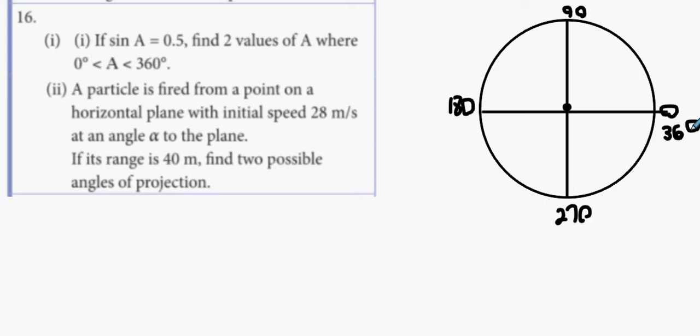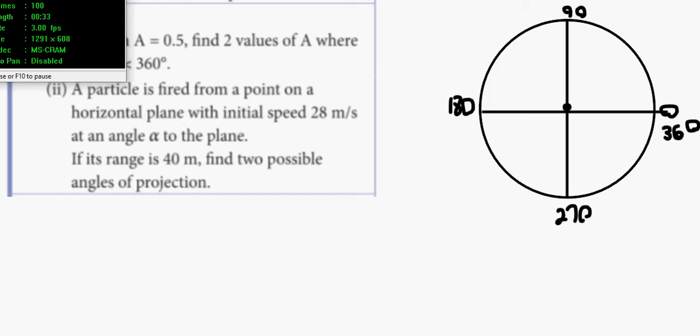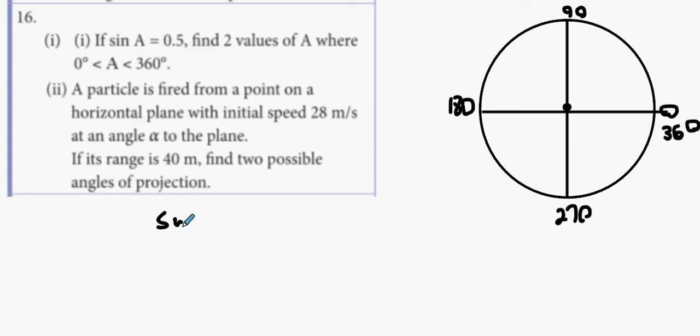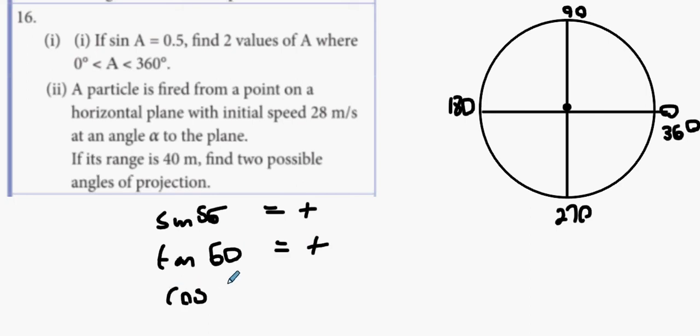Now, if I go to my calculator and enter in sine any number between 0 and 90, you're guaranteed a positive answer. Make sure it says D on the top, so go to Shift, Setup, and make sure your angle units are in degrees, otherwise the whole thing messes up badly. If I enter sine 56, my answer will be positive. If I enter tan 60, my answer will be positive. If I enter cos, anything between 0 and 90, it can be cos 1 degree, my answer will be positive. Everybody cool with that?